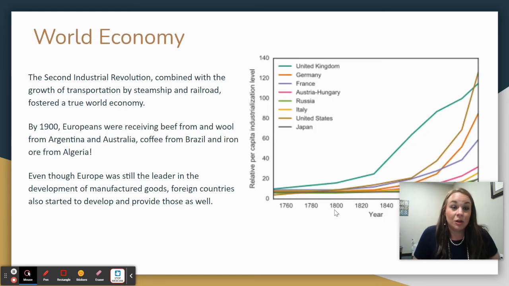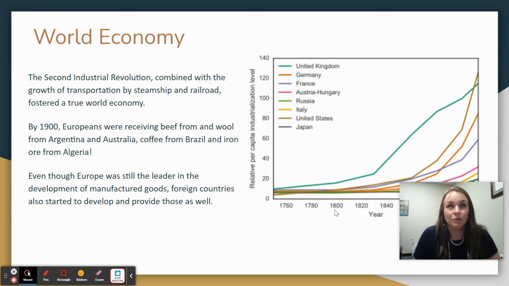And the world economy is just going to take off. It's going to get stronger. It's going to become more globalized. And you are going to see the variety of goods really become available all over the place.